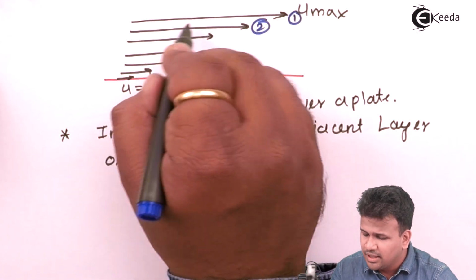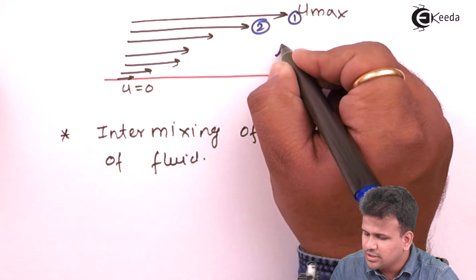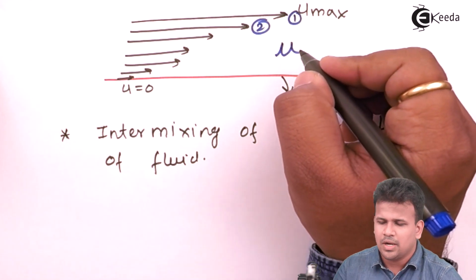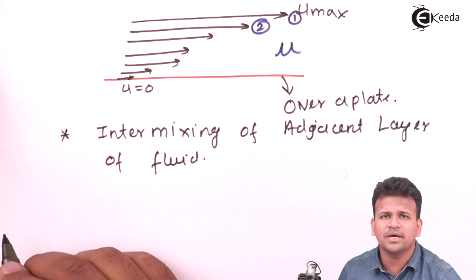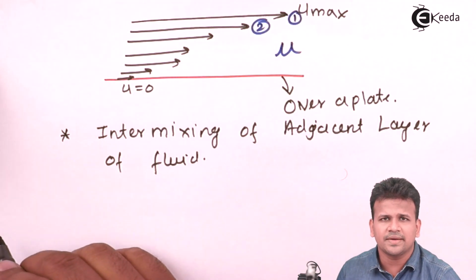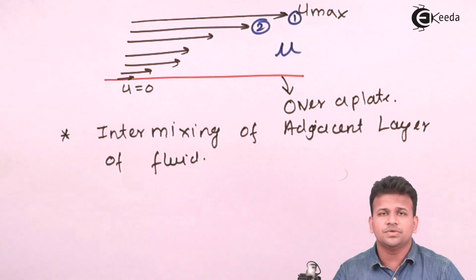Now, this velocity gradient is happening due to the viscosity of the fluid. The more viscous the fluid is, the bigger the velocity gradient will be. Now, I hope you have understood the introduction to laminar flow. We will be studying a bit more related to laminar flow in the consecutive lectures.